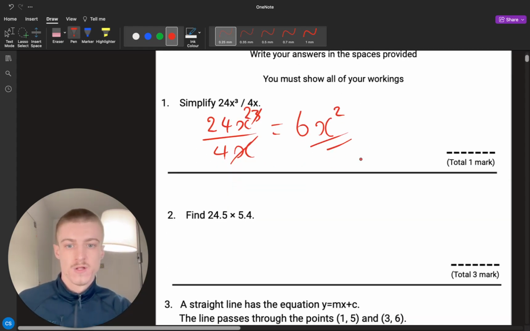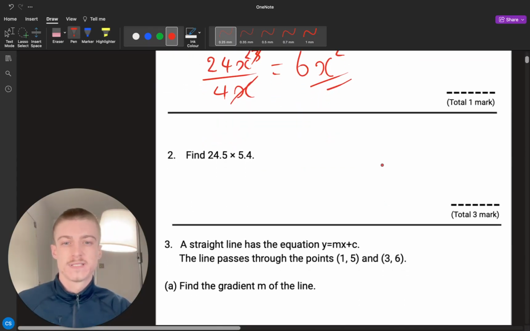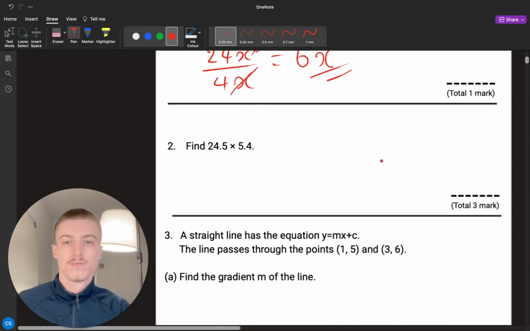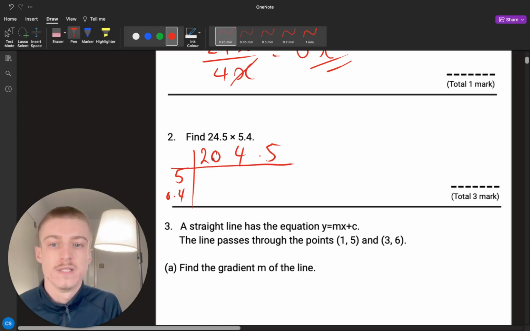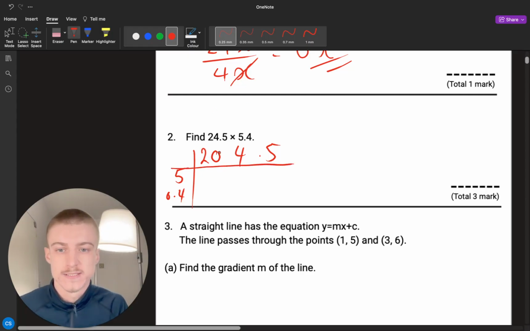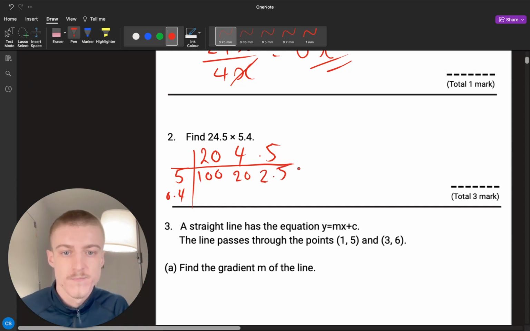Okay, find 24.5 times 5.4. Different methods of this, so I'm going to go with the grid method, okay? So 20 and 4 and 0.5, and then a 5 down the side, and a 0.4. Lovely. So 5 times 20, that's going to give us 100. 5 times 4 gives us 20. 5 times 5 divided by 10, 2.5.